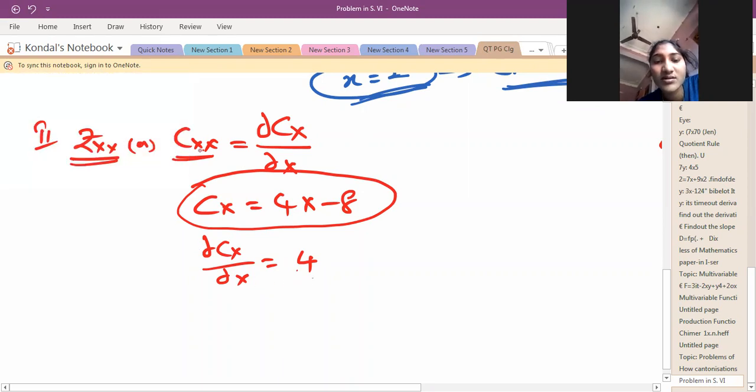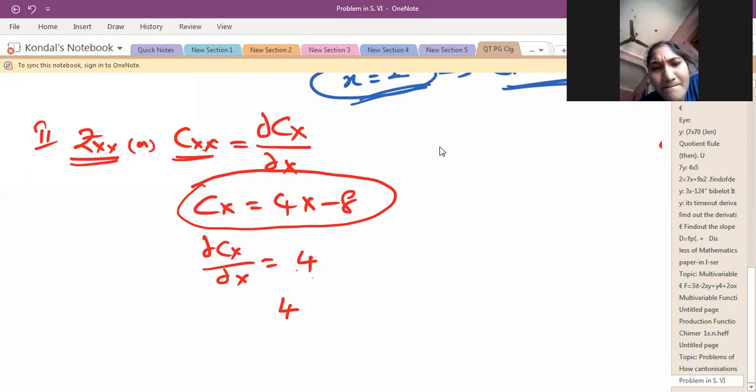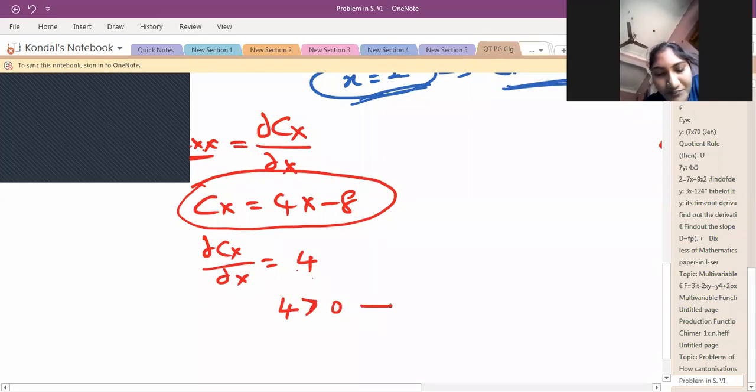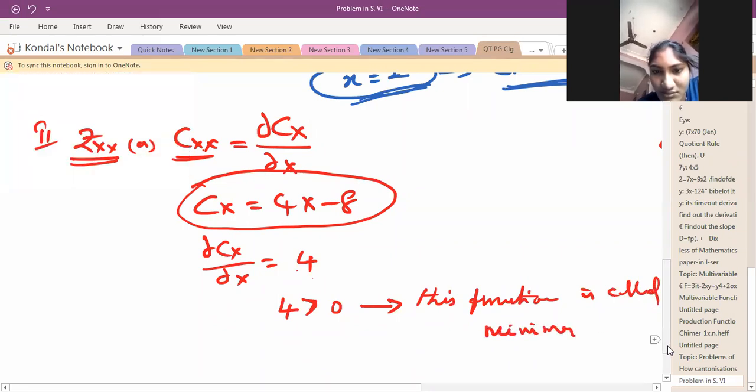So in the second order, we found the partial derivative. Then we check whether this function is minima or maxima. This 4 value is greater than 0 or less than 0? Greater than 0. When the value is greater than 0, what is it called? Minima. So this function is called minima, right? Is it over?